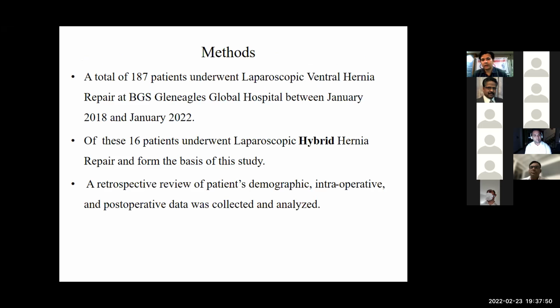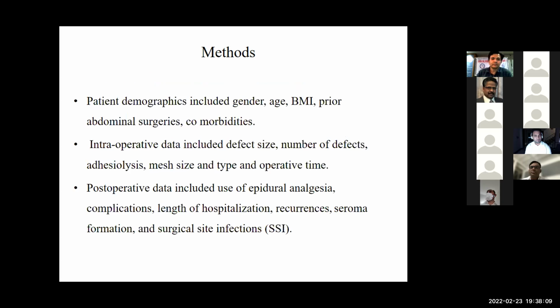A total of 187 patients underwent laparoscopic ventral hernia repair in our hospital from January 2018 to January 2022, out of which 16 patients underwent laparoscopic hybrid hernia repair, and form the basis of the study. A retrospective review of patient demographic, intraoperative and postoperative data was collected and analyzed.